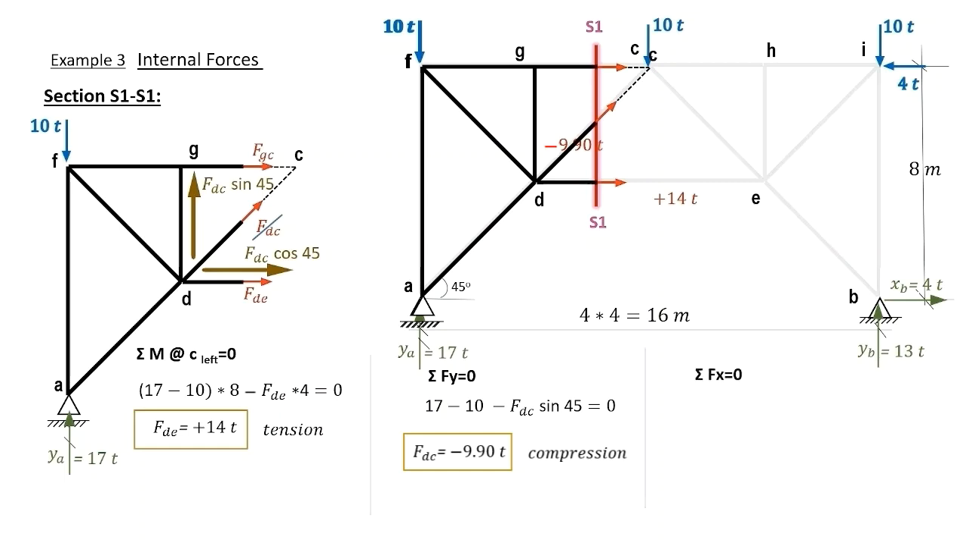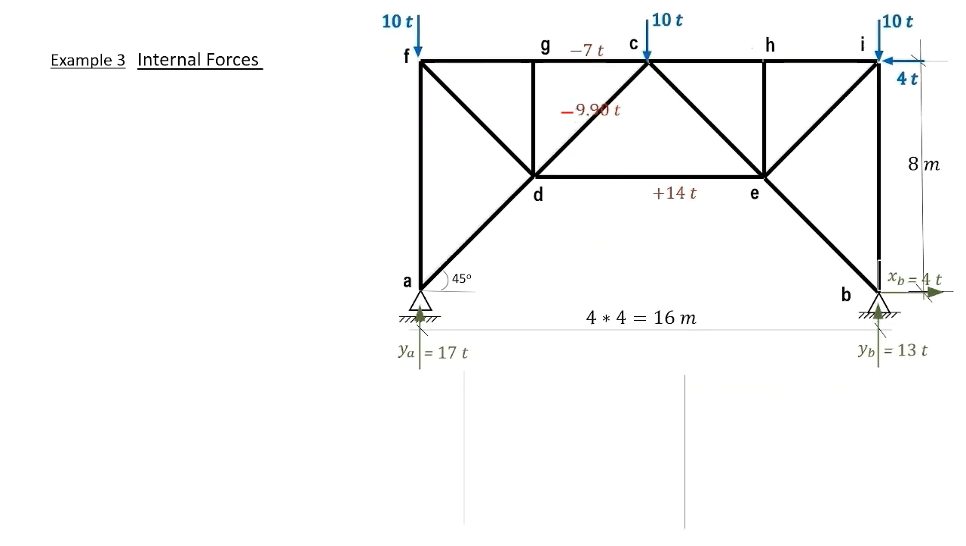Sigma forces in the x direction equals 0. We consider all forces in the x direction. FDC is previously computed here, and we are left only with GC unknown, which gives FGC equals minus 7 tons compression and is plotted on our diagram. Now we have those forces previously plotted.